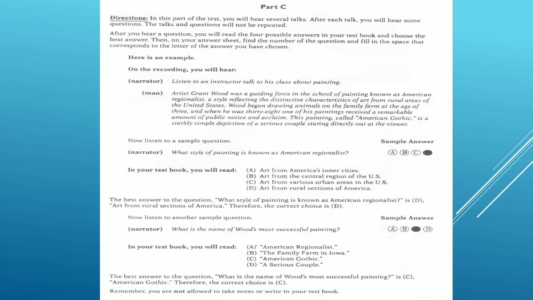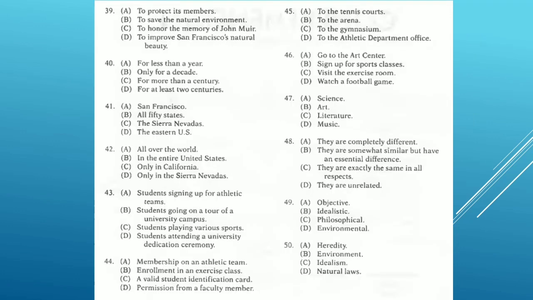The best answer to the question, what is the name of Wood's most successful painting, is C. American Gothic. Therefore, the correct choice is C. Remember, you are not allowed to take notes or write in your test book. Now we will begin Part C with the first talk.